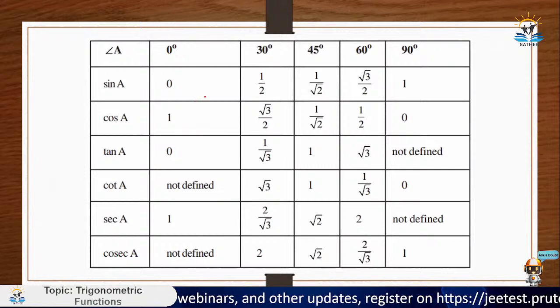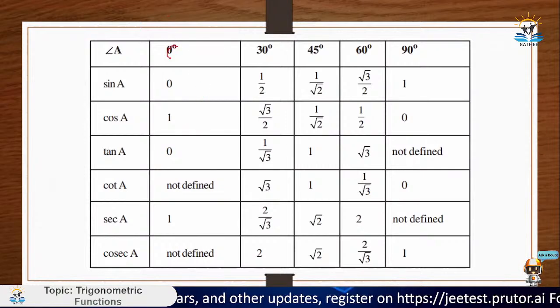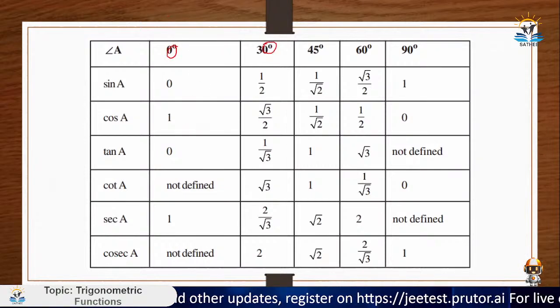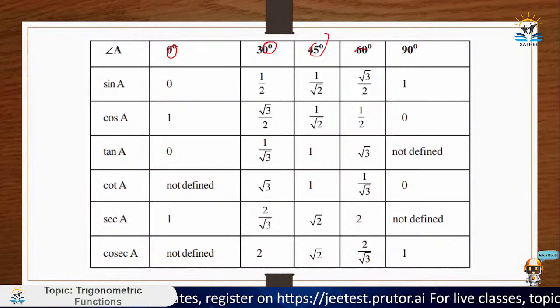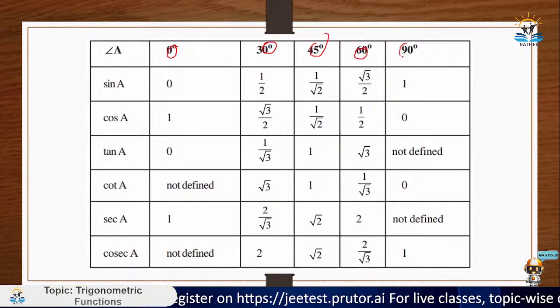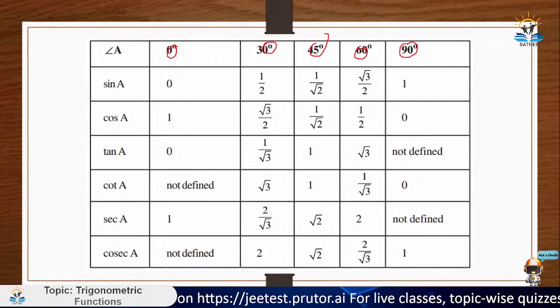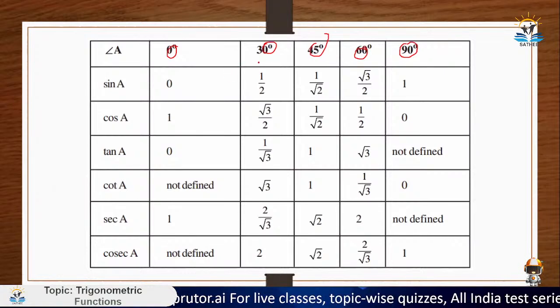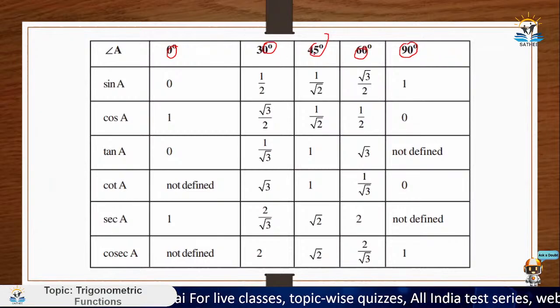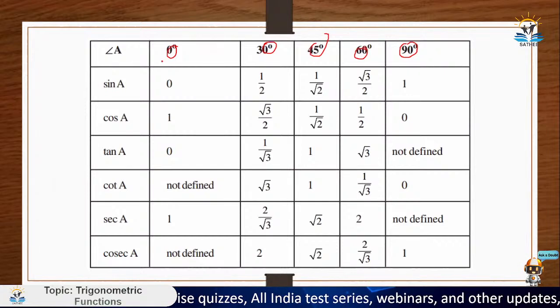This is the table for some basic angles: 0 degree, 30 degree, 45, 60, and 90 also. So at least you should have learned these angles. You should also learn 15 degree, but you can easily calculate 15 degree if you know 45 and 30. You can just use sine of a minus b and do sine 45 minus 30. So this is the very basic table. If you don't remember this, then it is very hard for you to solve any trigonometric question.